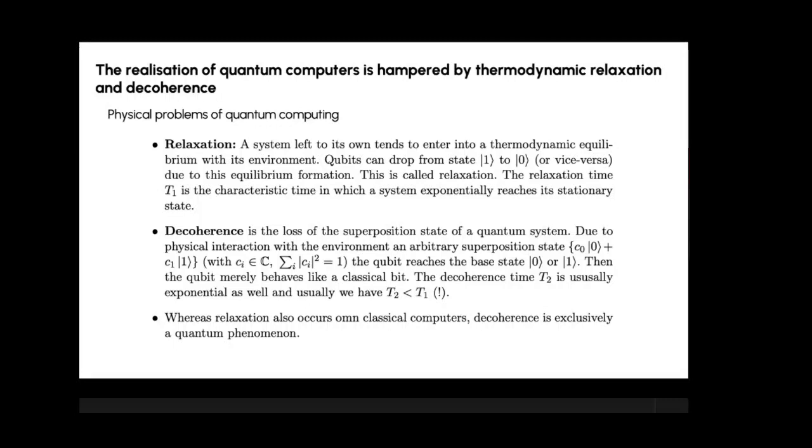Because it interacts with the environment, there is energy exchange. Any superposition state C0 times state 0 plus C1 times state 1, with C0 and C1 complex numbers and the sum of their squares equal to 1, collapses so that the qubit reaches the base state 0 or 1. Then the qubit merely behaves like a classical bit, but the superposition is what makes the quantum computer efficient. The decoherence time is usually exponential as well, and usually it is much shorter than the relaxation time. So what is really the problem is decoherence.